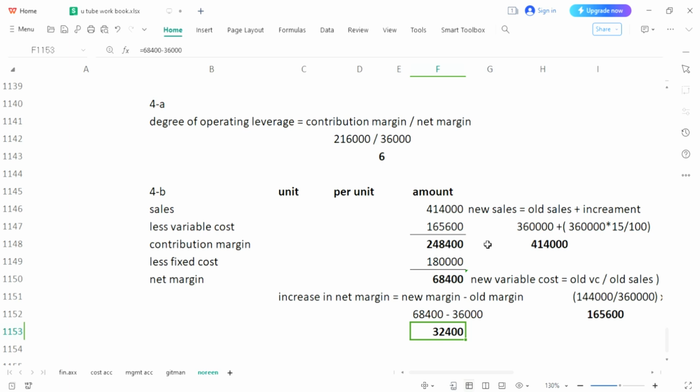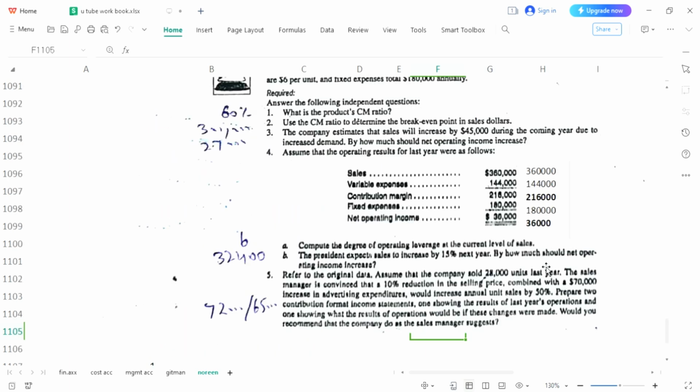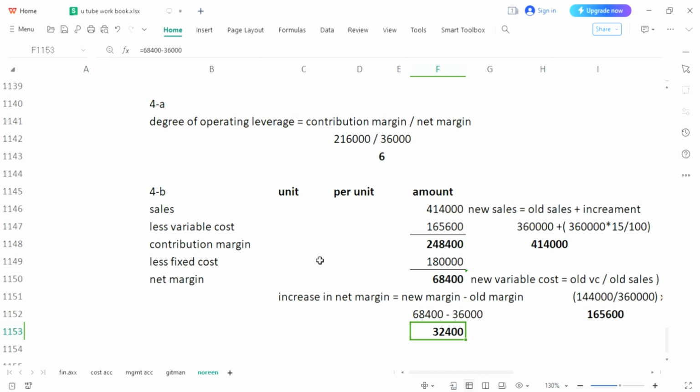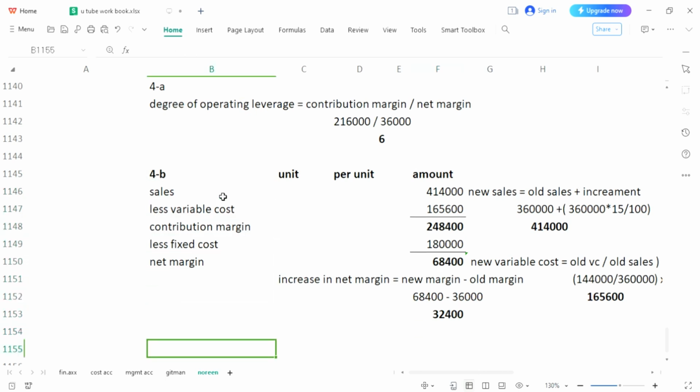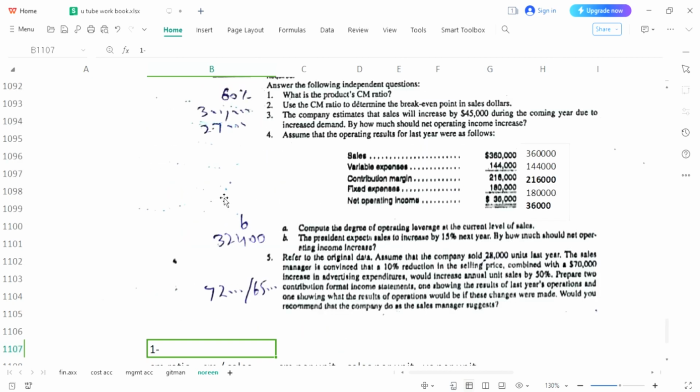So this was the requirement. First read out: by how much should net income be increased? This is your answer, 32,400. Our income has increased. By how much has it been increased? The old margin was 36,000, the new margin was 68,400. It means our income has increased by 32,400. This was for part B. Let's see what is next for us, and we are going to solve point number 5.